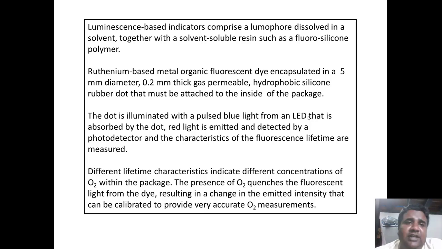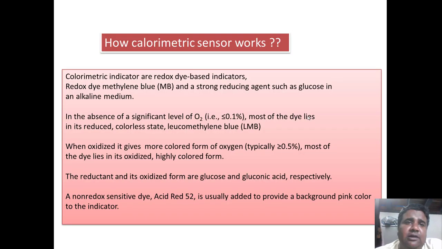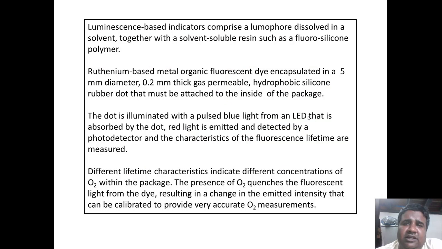Another type is the luminescence based indicators. These were the colorimetric based indicators. The other is the luminescence based indicators. In luminescence based indicators, we generally take a dye. Luminescence based indicators comprise a lumophore. The lumophore is dissolved in a solvent together with a solvent soluble resin such as fluorosilicon polymers.